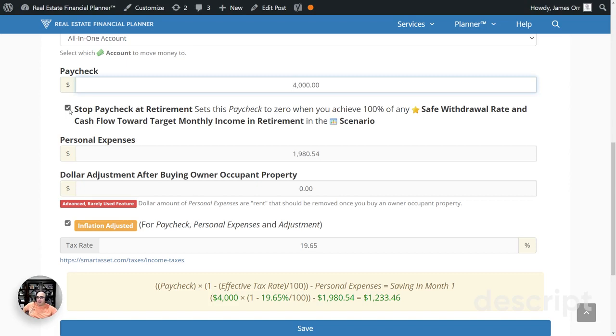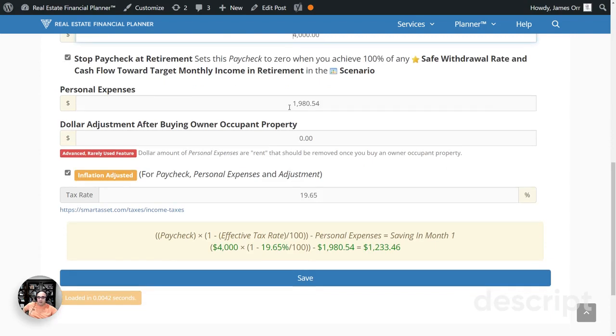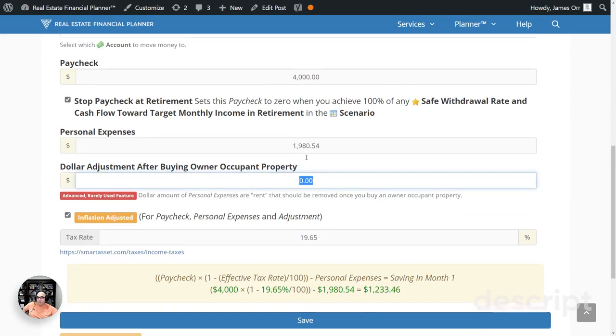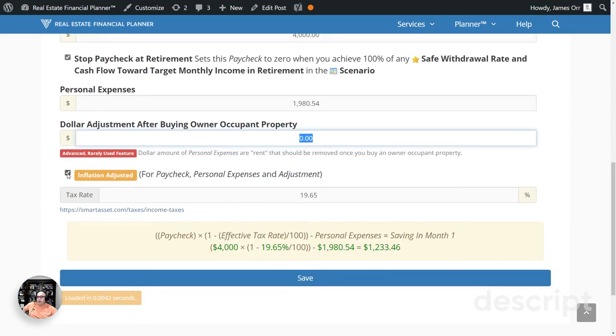So the rule is set up so that if you toggle this on or off, it determines whether or not you continue getting the paycheck. And then her personal expenses, not including the mortgage payment on the property she's living in, is $1,980.54. And then if she was renting a property, you could put a number in here to show how much you would adjust down when she converts from renting to owning a property. In this case, we're not doing that, so it's 0. And then whether or not we want the paycheck, the $4,000 a month, to adjust up for inflation over time, and whether or not we want the personal expenses to also adjust up for inflation over time, you want to click or not click this box.